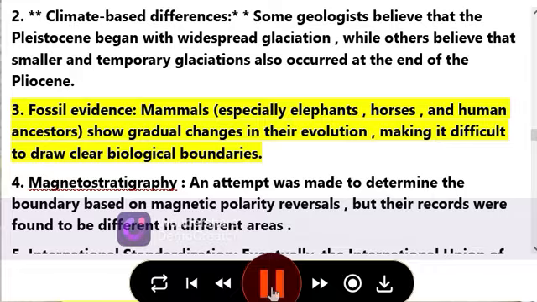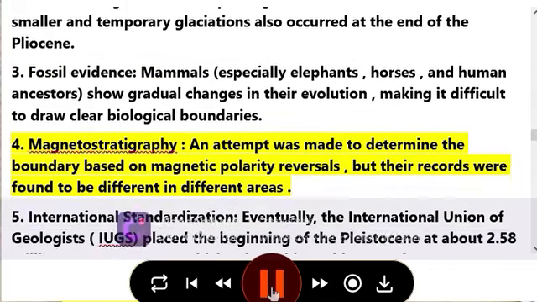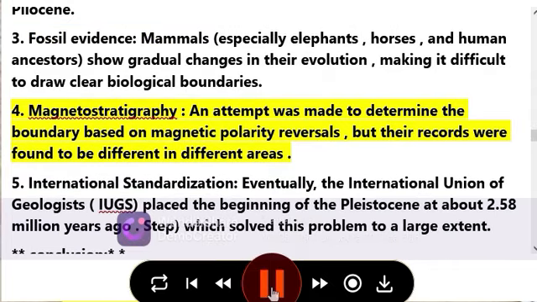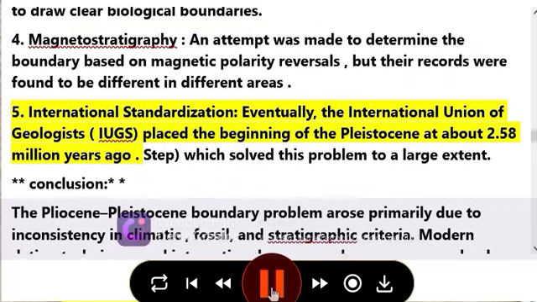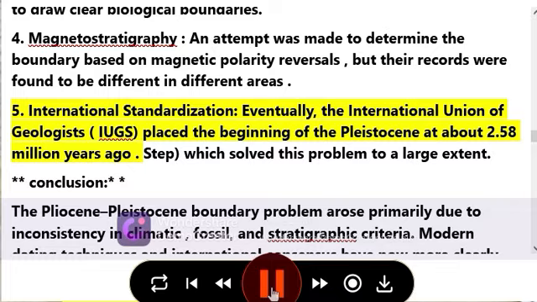3. Fossil evidence. Mammals, especially elephants, horses, and human ancestors, show gradual changes in their evolution, making it difficult to draw clear biological boundaries. 4. Magnetostratigraphy. An attempt was made to determine the boundary based on magnetic polarity reversals, but their records were found to be different in different areas.